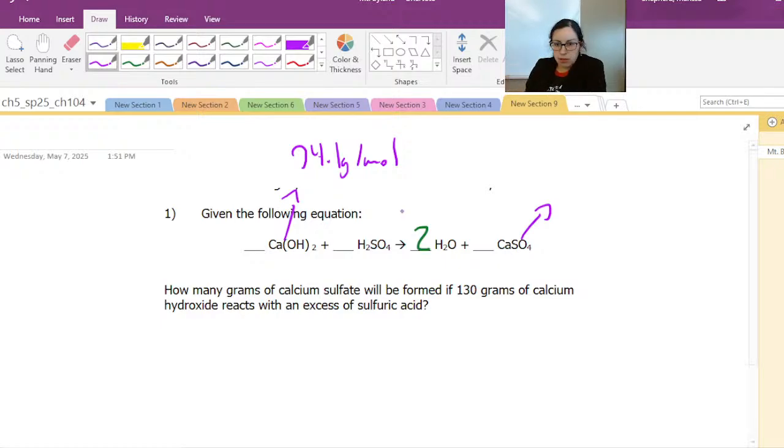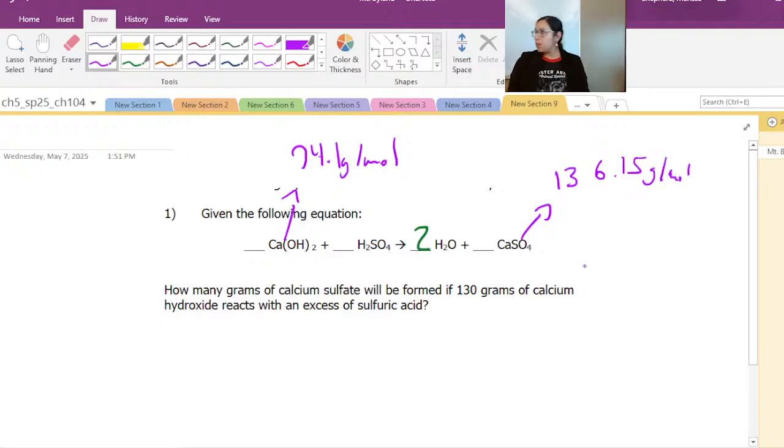Minna, do you have an answer? Yes. Add them up. So what's calcium, like 40, plus sulfur, which is 32, plus 4 times 16, so what do we get? 136.15. Got people like that, so I see some confirmation. All right, good, so we got our molecular weights, right?